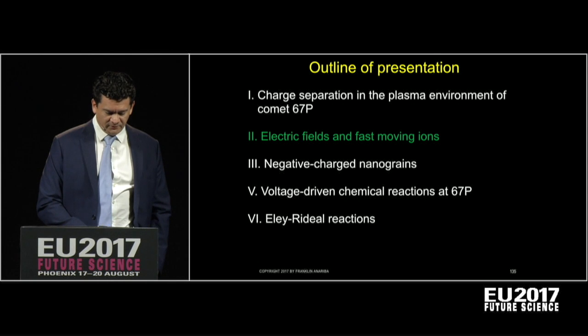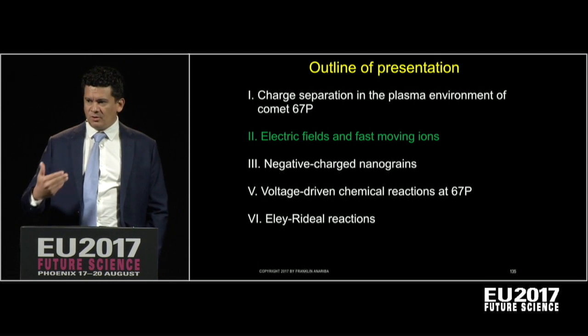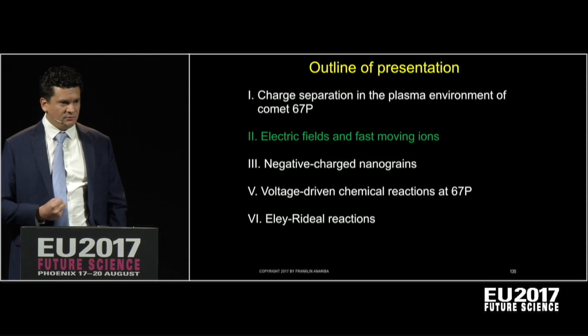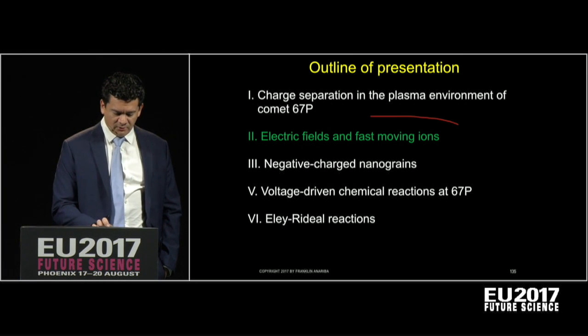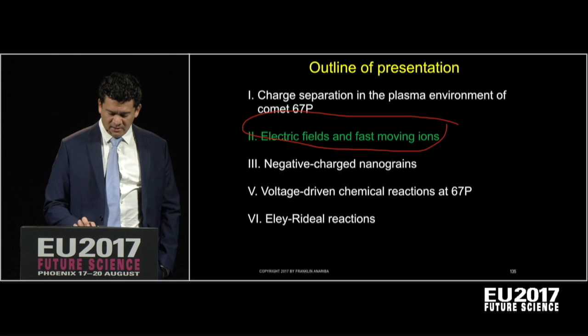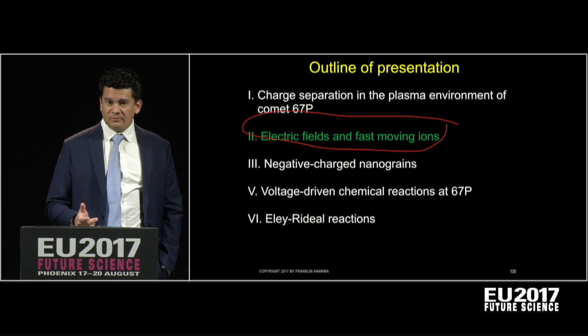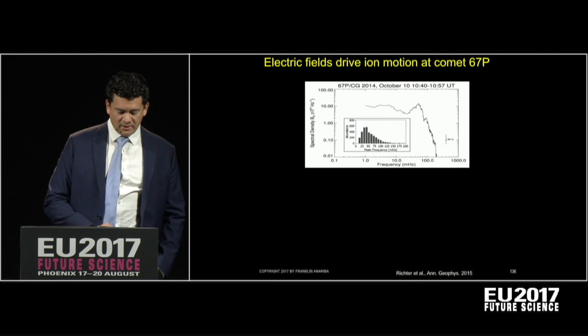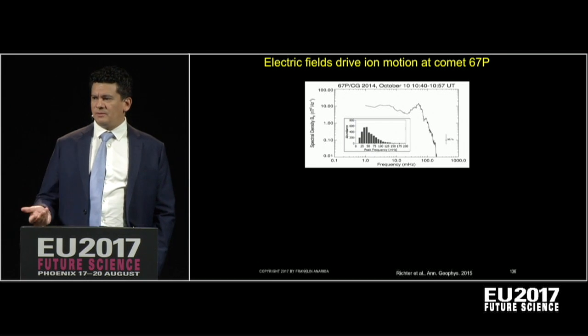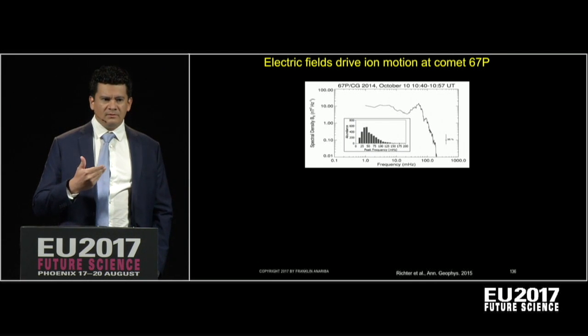All right, so that's the end of the first part. Basically, I talked about how such separations lead to electric fields. Now I'm going to talk about how electric fields have been shown to provide the energy required for ions to move about. So what I'm going to do here is just give you a few examples of studies that have already been done.